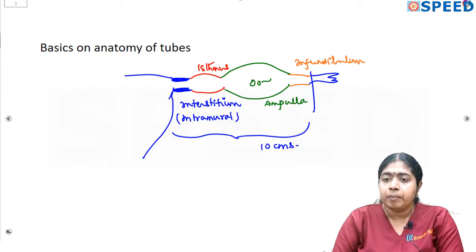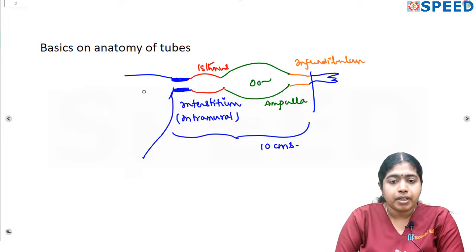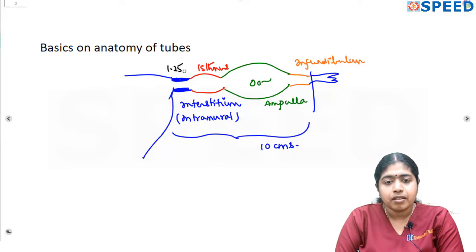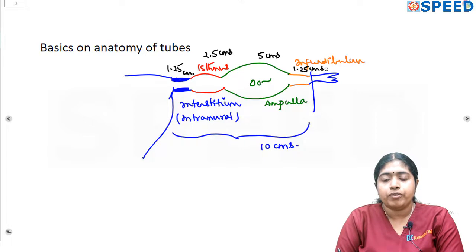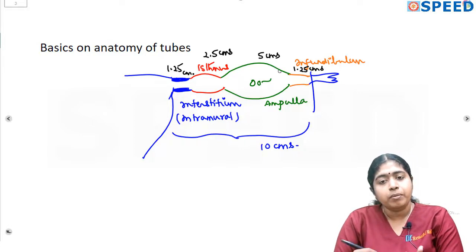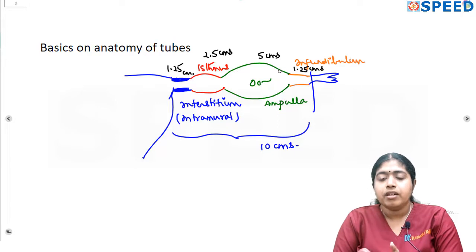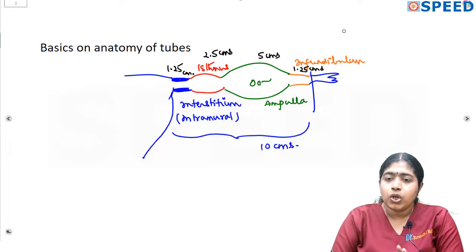Now let's mark each and every part separately. The length of interstitium is around 1.25 centimeters. The length of isthmus is, say, double. If you make 1.25 double, it comes to 2.5, right? 2.5 centimeters. The length of the ampulla, see, it's 5 centimeters. And then again write this 1.25 centimeters here. The length of the infundibulum is 1.25 centimeters. Now you add this 1.25 plus 2.5 plus 5 plus 1.25, you get 10.